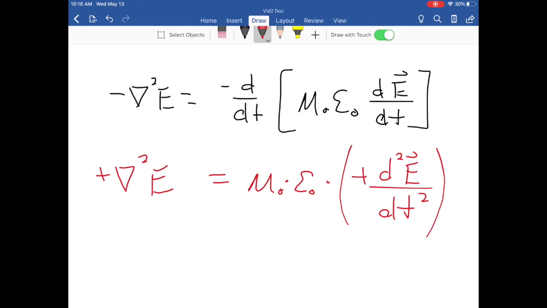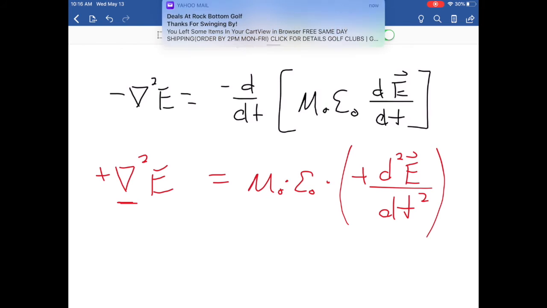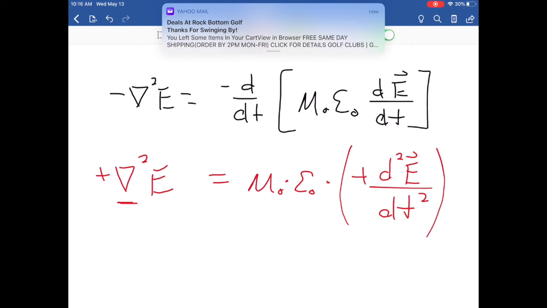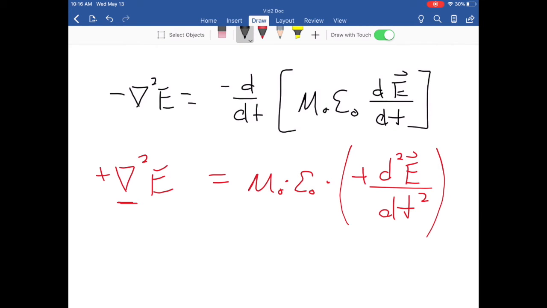And then from here we can expand this del operator on the left-hand side. If we're only in one dimension, and we'll call that the x dimension, we will have d squared E over dx squared, and that's equal to the right-hand side of the equation, which is mu naught epsilon naught times d squared E with respect to time.